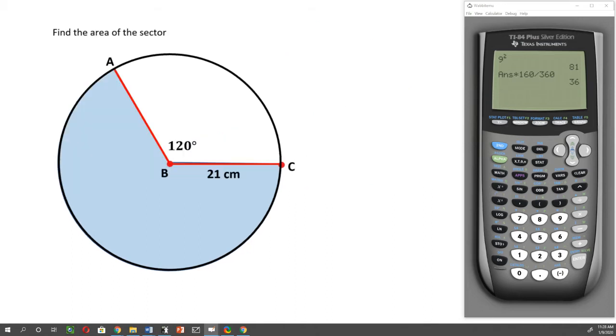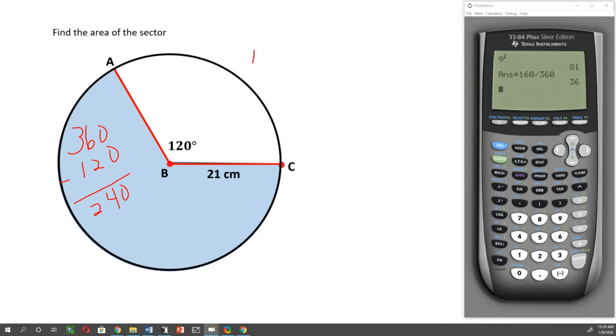All right, let's take a look at our next example. So this time we have our sector. It's this big major sector. But we're given the minor arc length. So what do we do? We have to take 360 here. We have to subtract 120. So that gives us 240. That's going to be our arc length for the sector we're talking about.